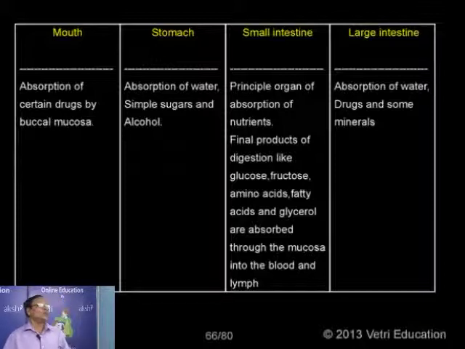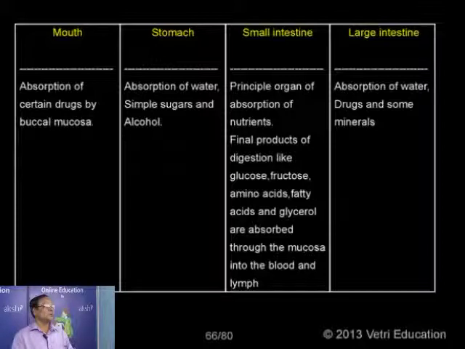Now, what is the role of the large intestine? It is the place where maximum absorption of water takes place. The undigested waste products become solidified because of the reabsorption of water. And it is also a place of absorption of some of the minerals, for example sodium and calcium. Some products of these minerals are also absorbed in these areas along with the drugs.